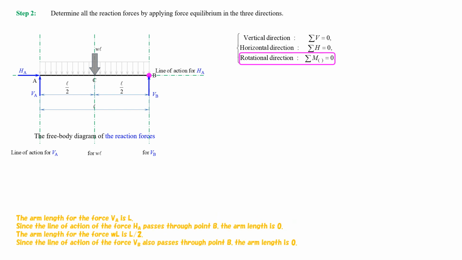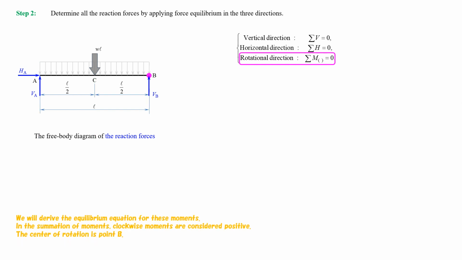The arm length for the force VA is L. Since the line of action of the force HA passes through point B, the arm length is 0. The arm length for the force W multiplied by L is 1/2 of L. Since the line of action of the force VB also passes through point B, the arm length is 0. We will derive the equilibrium equation for these moments.